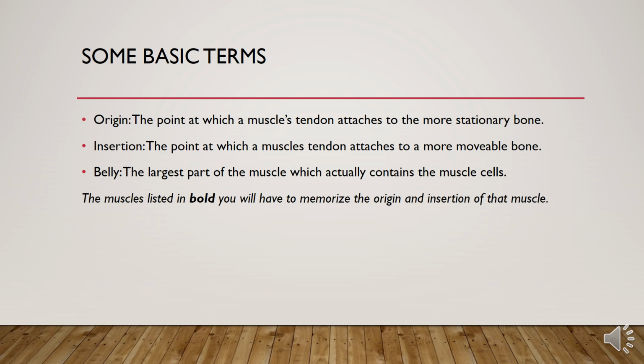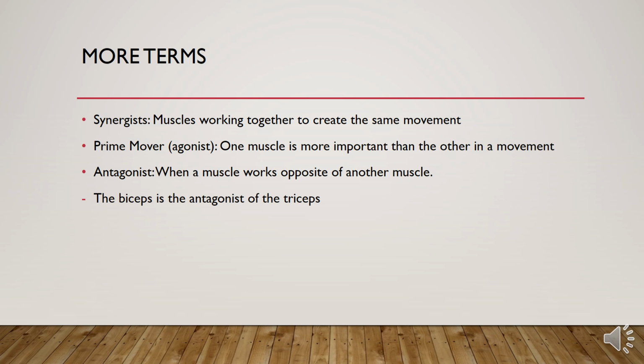One big thing I want you to note is that for the muscles that are listed in bold, you'll have to memorize the origin and insertion of that muscle. There's quite a few throughout this exam that you'll see are listed as bold. So for example, the sternocleidomastoid that we're going to cover in just a second is one of the bold muscles. So you're going to want to know where it originates and where the insertion is, and the same for all the rest of those.